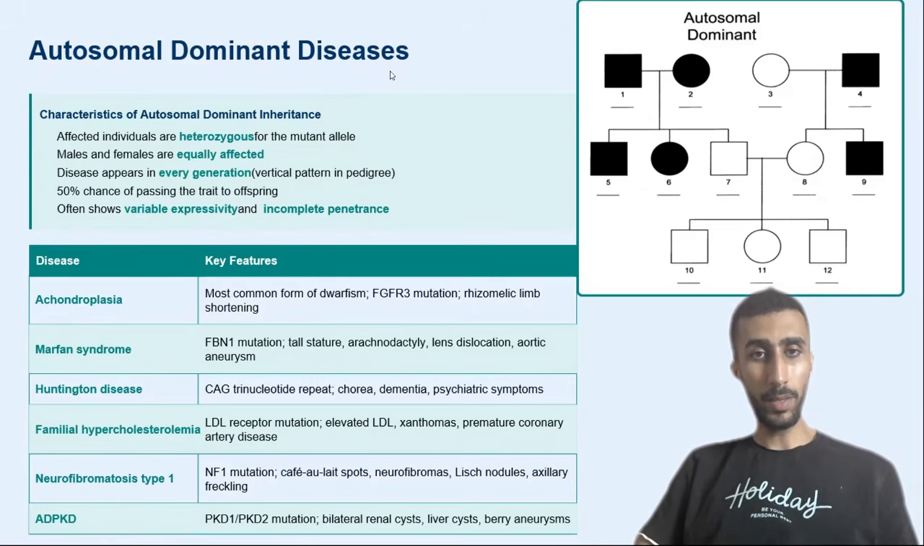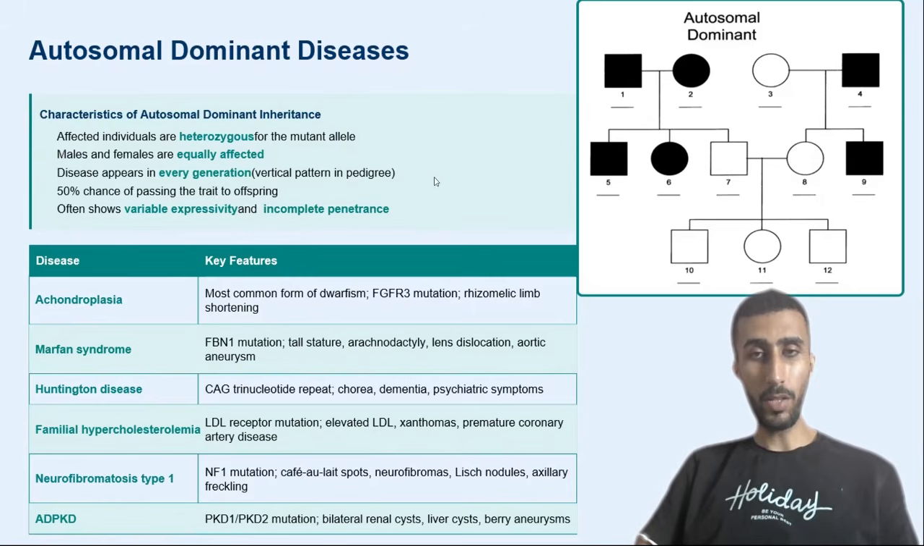So the autosomal dominant diseases have certain characteristics. First, the affected individuals can be heterozygous. They don't need to be homozygous, unlike autosomal recessive disease. And males and females are equally affected. This also applies to autosomal recessive disease. So in autosomal dominant and autosomal recessive diseases, males and females are equally affected, aka not X-linked disease.